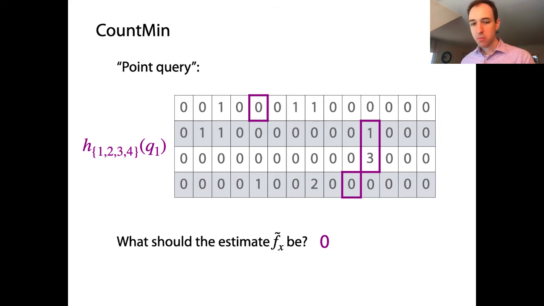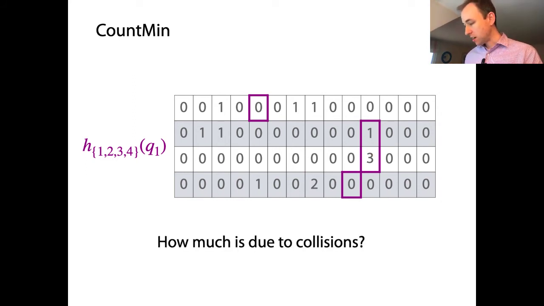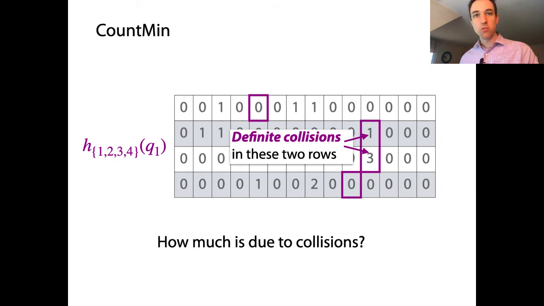Even though we're going to report 0 as the answer, we had these non-zero elements here, right? We had non-zero elements in the second and third columns. So why did we have those non-zero elements? Well, because of collisions. Other items that really were in the input data set collided with q sub 1 in rows 2 and 3. So how much of what we see here in these highlighted elements is due to collisions? Well, all of what we see in rows 2 and 3.